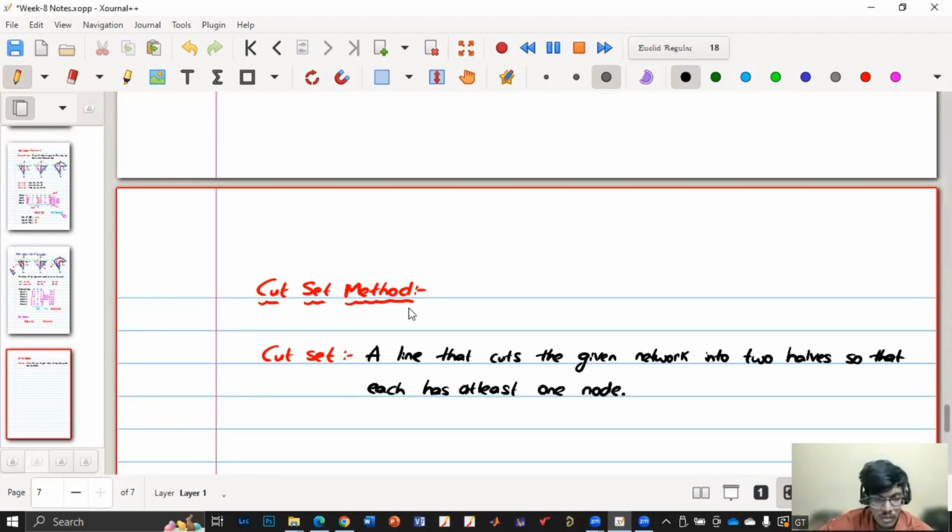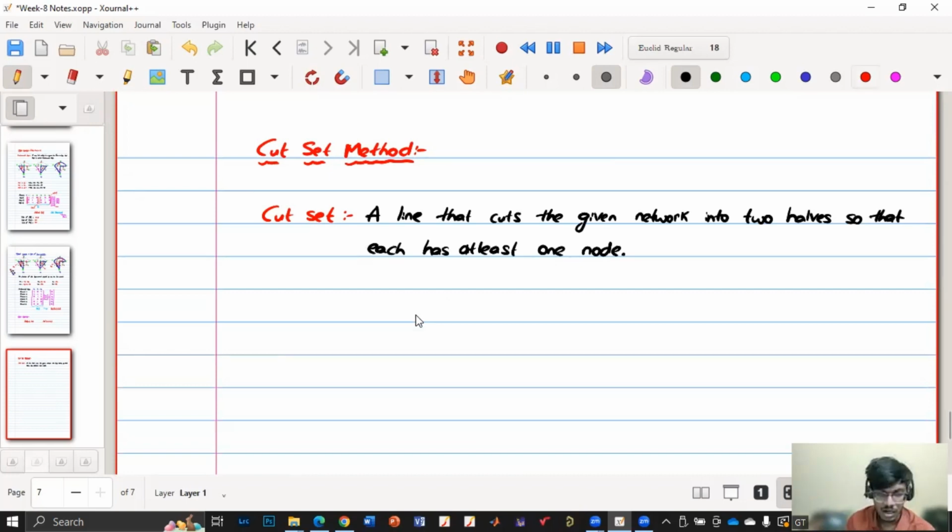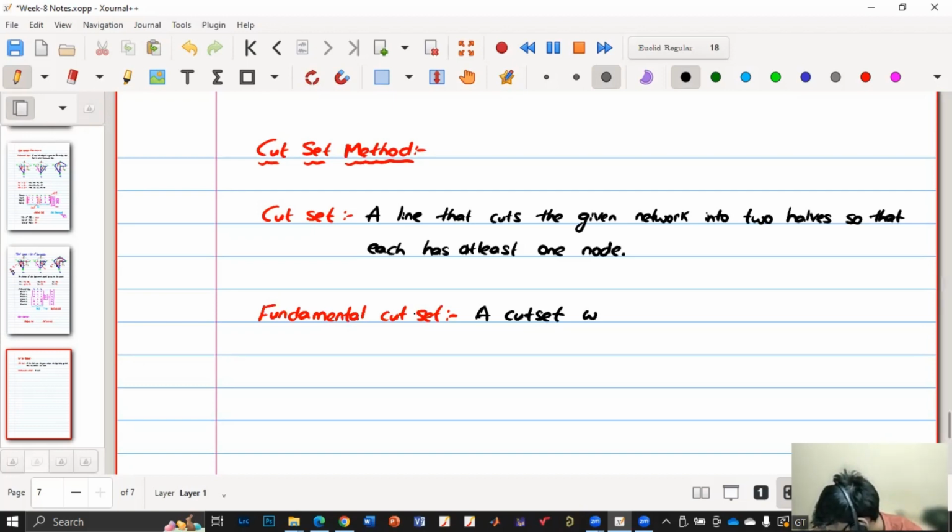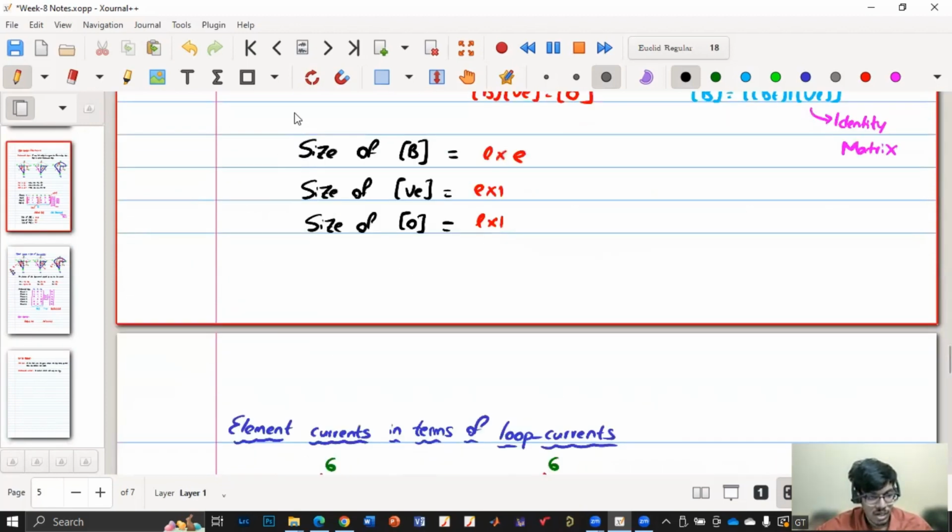Now, what is a fundamental cut set? A fundamental cut set is a cut set whose line passes through a single twig, that is, a cut set which cuts only one twig. This is the definition, but let us try to understand it by considering our equation.